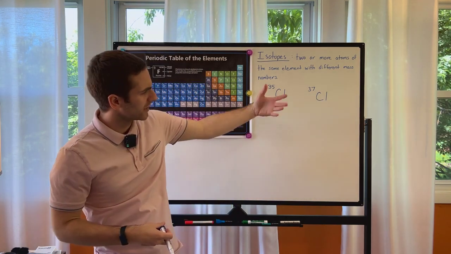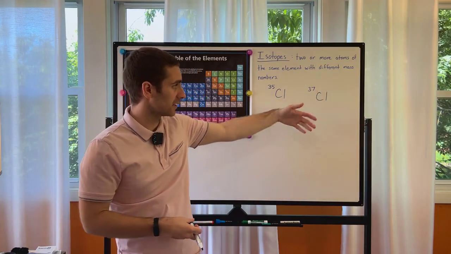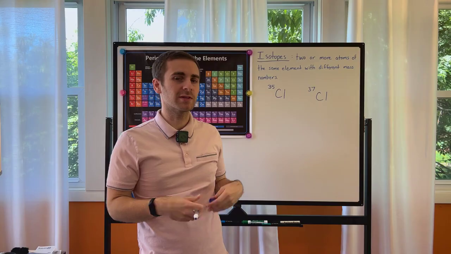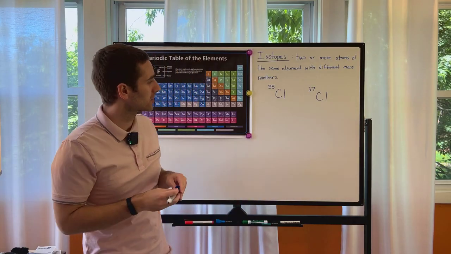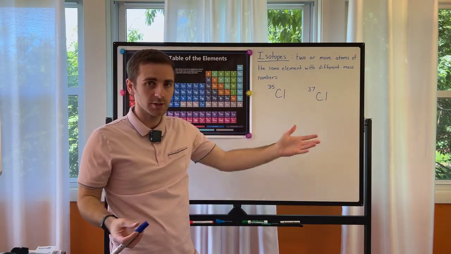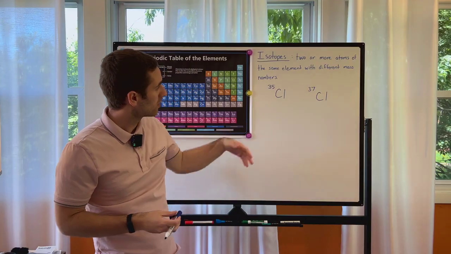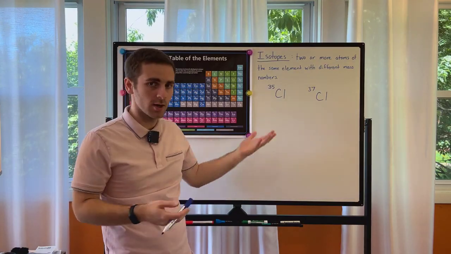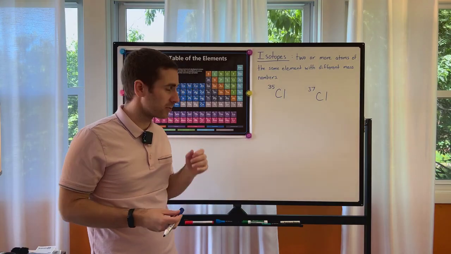And you could create other isotopes of chlorine in the lab, but these are the two that are commonly found in nature. And certain elements will have two naturally occurring isotopes. Some will have 5 naturally occurring isotopes. Some just have 1 naturally occurring isotope.